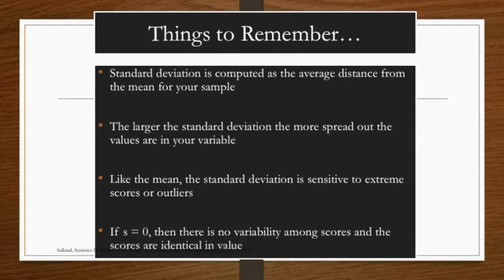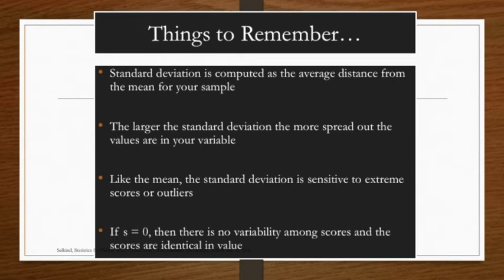The larger the standard deviation, the more spread out the values are in your variable. So the more platykurtic your bell curve is going to be. If you have a very large standard deviation, you have a really flat curve. If you have a very small standard deviation, you have a very tall curve, right? Like it's leaping, it's leptokurtic. And then in the middle gets you a nice mesokurtic kind of spread, which is what you want.